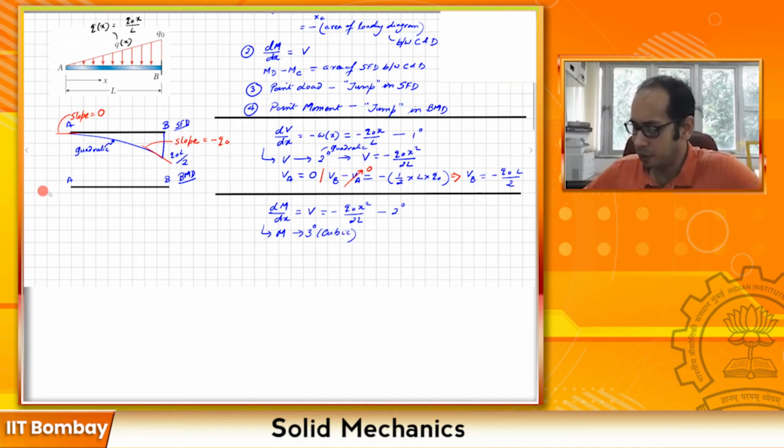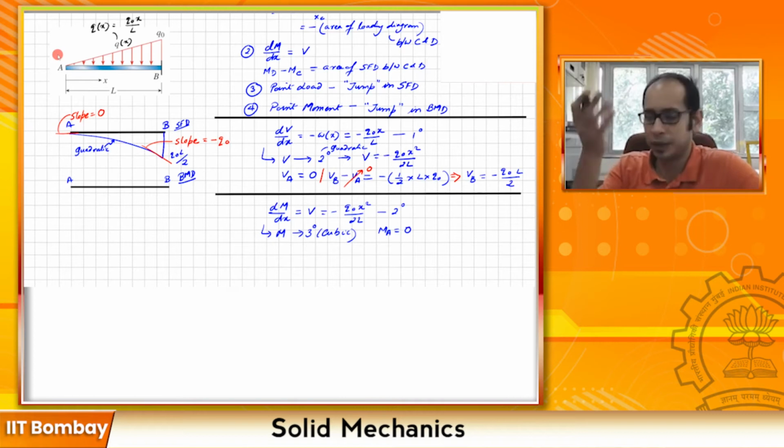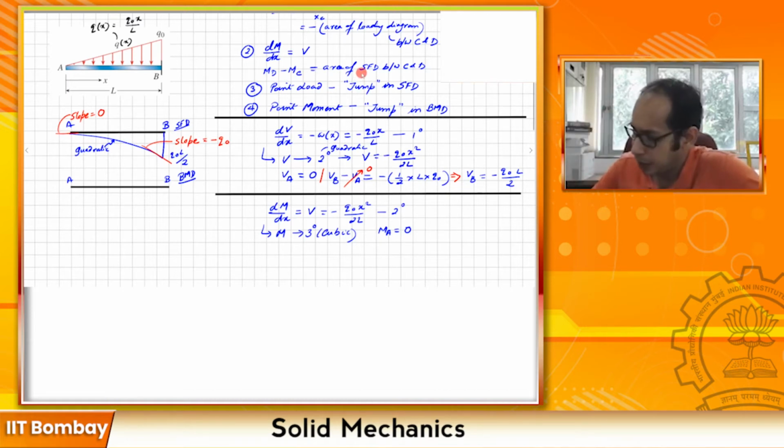Now I have found that my moment at A is 0 because A is a free end over here. So let me go ahead and write that moment at A equals 0. I'm going to have to find the moment at B. So how do I find that? I have this relationship that the difference between the moments is the area of the shear force diagram between those 2 points. So I have MB minus MA is the area of the shear force diagram between this point and this one.